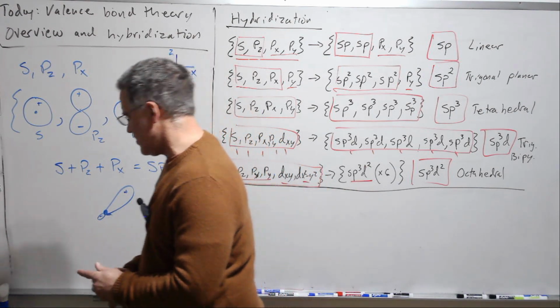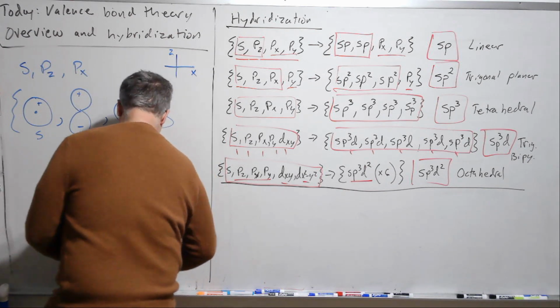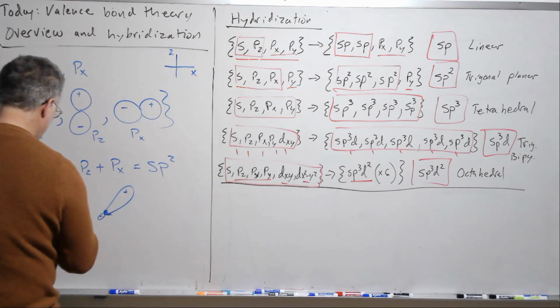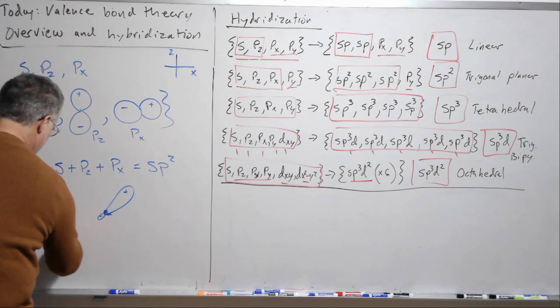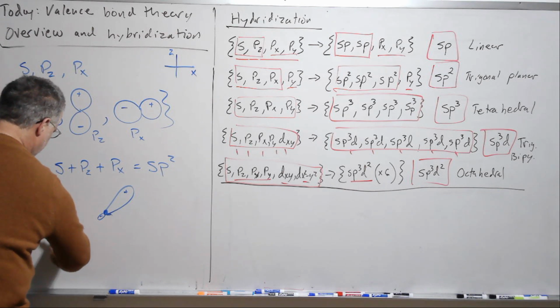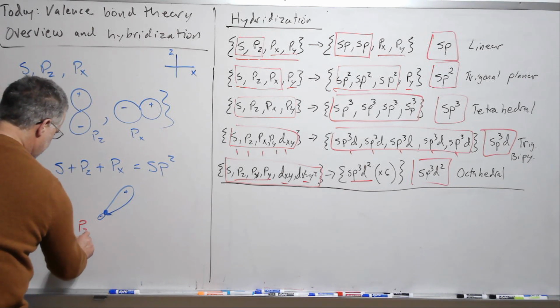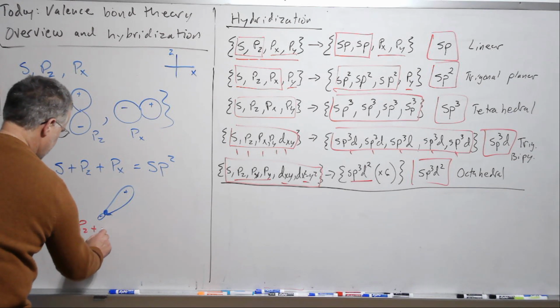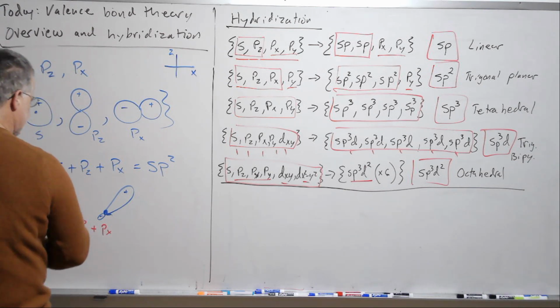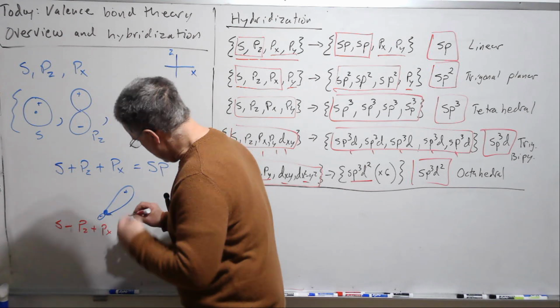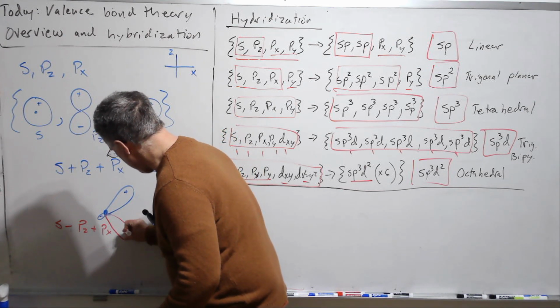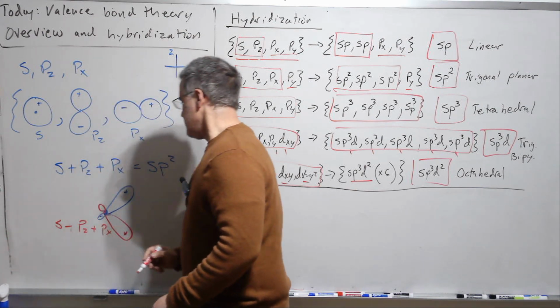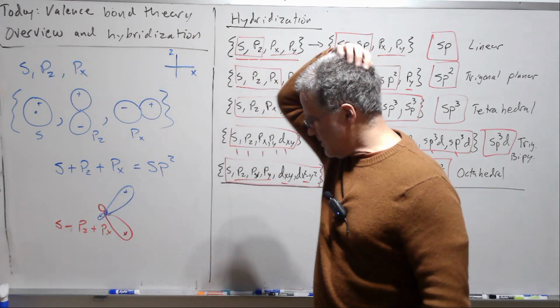Maybe I'll change colors here. So let's go red. We'll go S plus minus PZ, because I can point it downward here now, plus PX. Okay. Well, that's going to go like that. Okay.